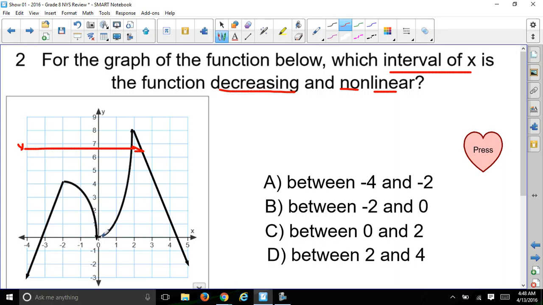But let's take a look at the rest of the graph. So this is a curve, so it's nonlinear, but it's going up, so that's increasing. And here we have a line, and we said we don't want a line, so we're not going to look at that. So this is the one I'm going to look at.